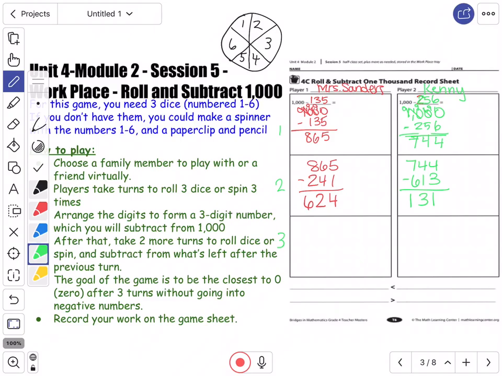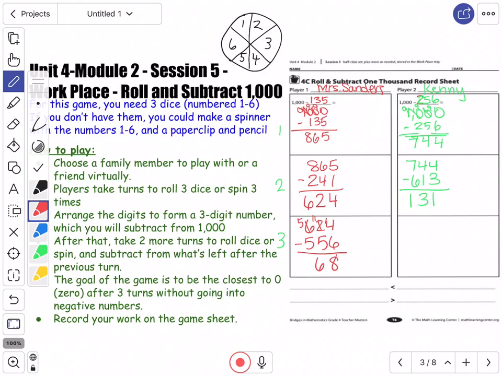All right, so I'm rolling for myself now. Ooh, I have a 5, and a 6. Whoa. So I'm going to go ahead and do, for me, 624 minus 556. Oh my goodness. So I got to 68.